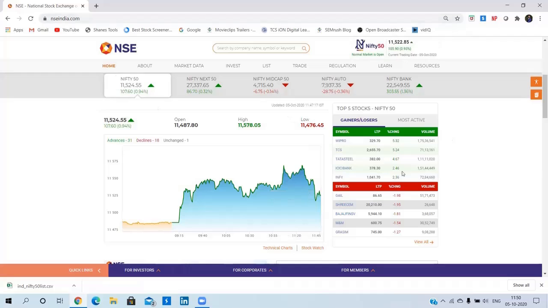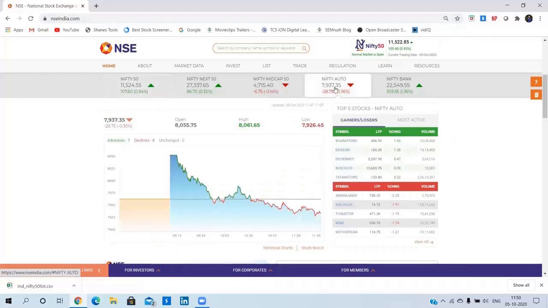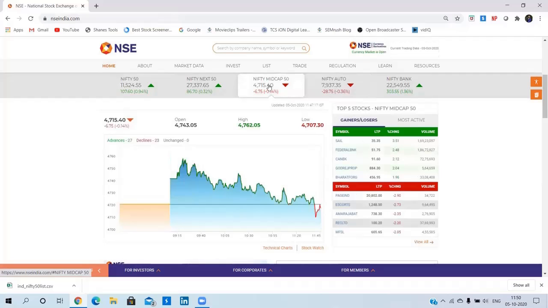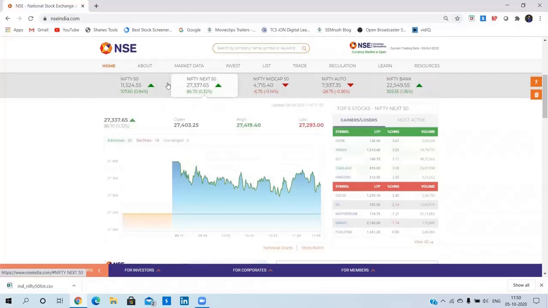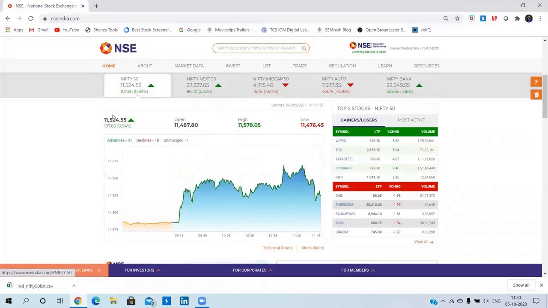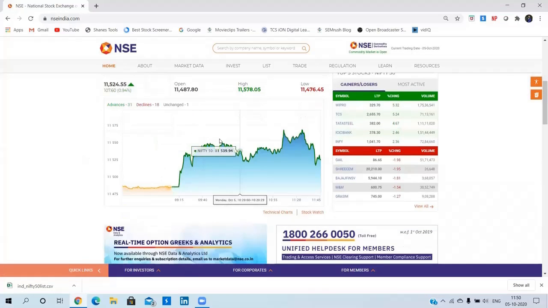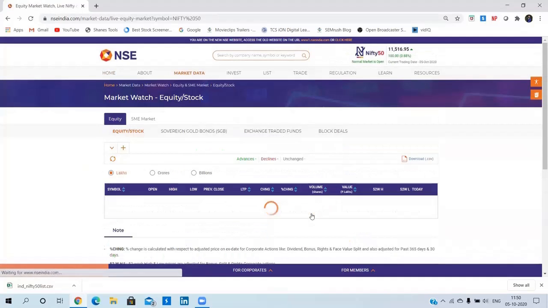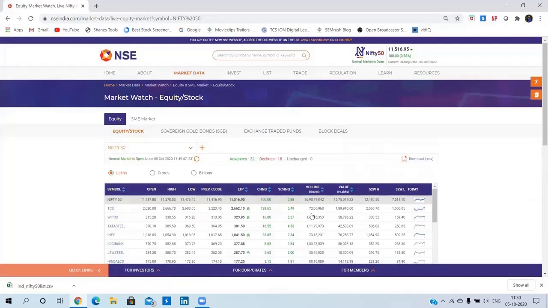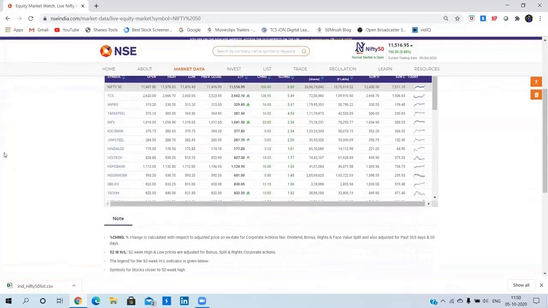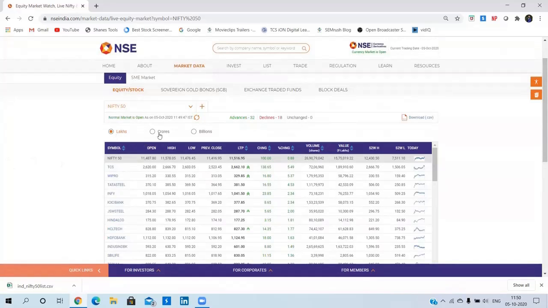So guys, from this we can assume that Nifty Auto is moving down today and Nifty Midcap 50 is moving down, but Bank, Nifty Next 50 and Nifty 50 are going high. Okay, so if we scroll a bit down, then here we can know the current price of all those 50 firms that are listed. Okay, you can select if you want it in lakh, crore or billions.